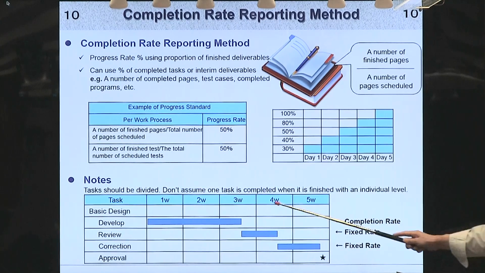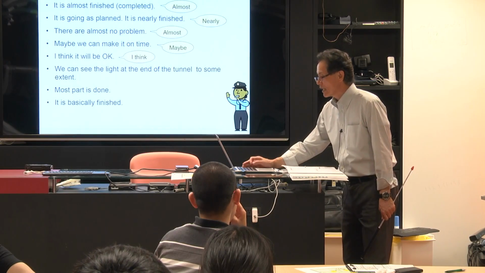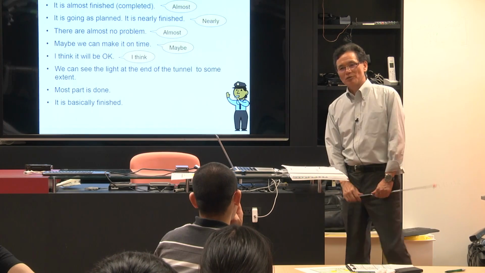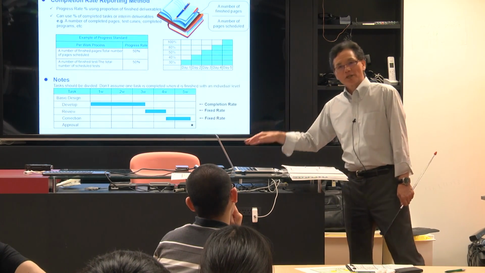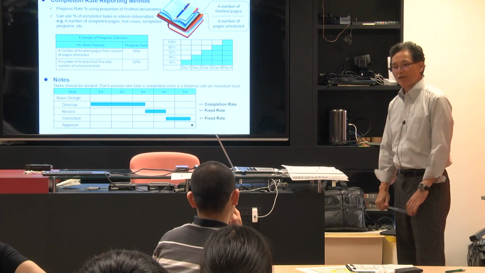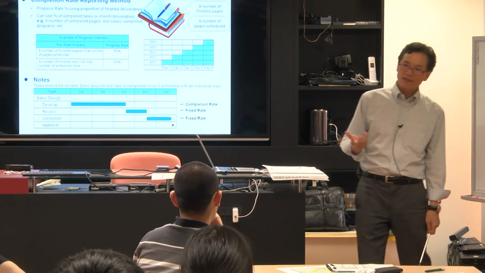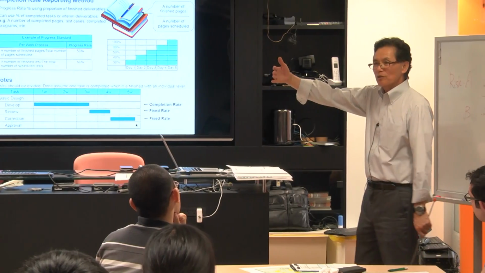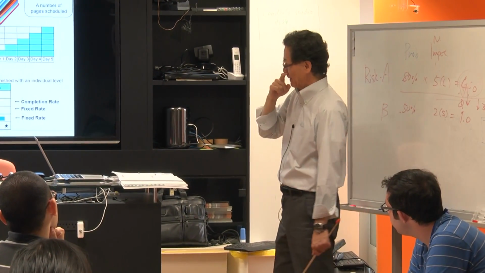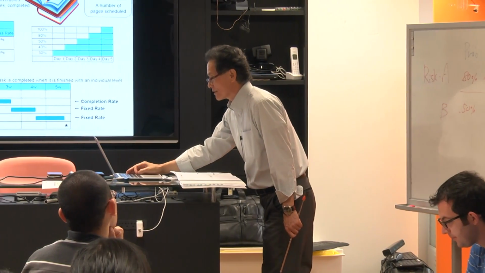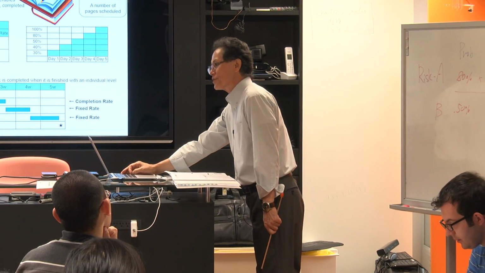Unless you define these milestones in the beginning, people tend to say, I think, maybe. If we have 20, 30 people in your team, and everyone says maybe, maybe, maybe, your project goal may be achieved or may not be achieved. That's the completion rate.